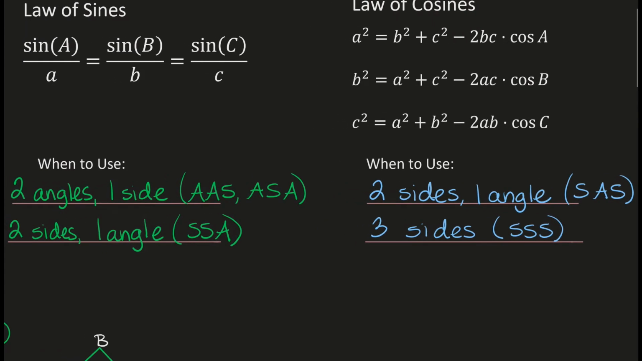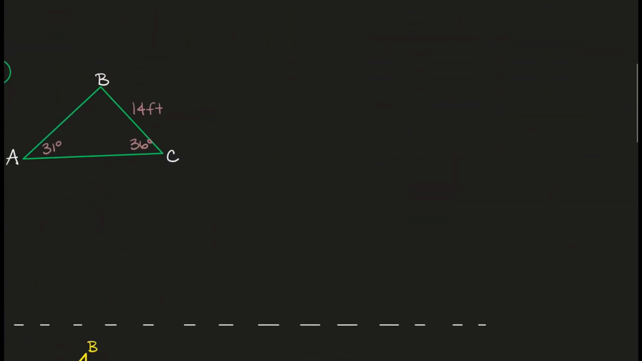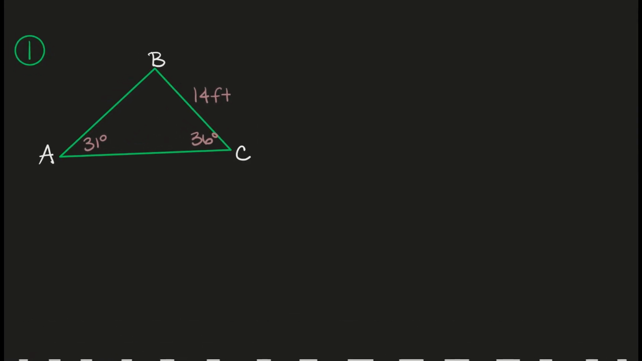So we're going to do a few examples in this video, and we're going to first state the criteria that we're given, and then we're going to determine which law we should use. So here in example 1, we're given an angle right here with 31. We're given another angle here with 36, and we're given this side length of 14. So we have angle, angle, side.